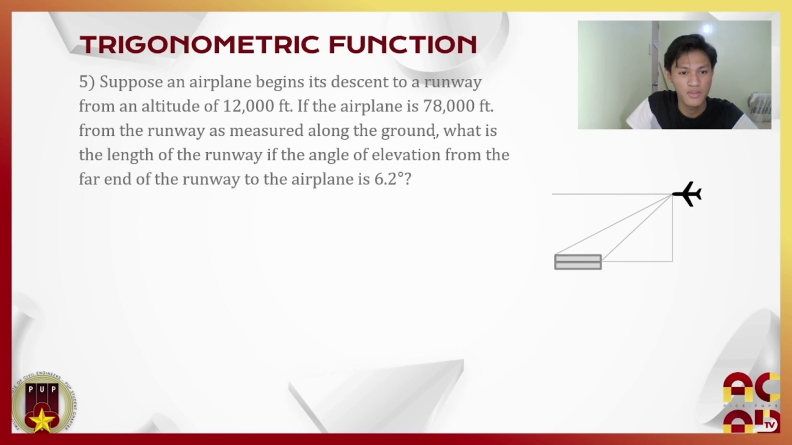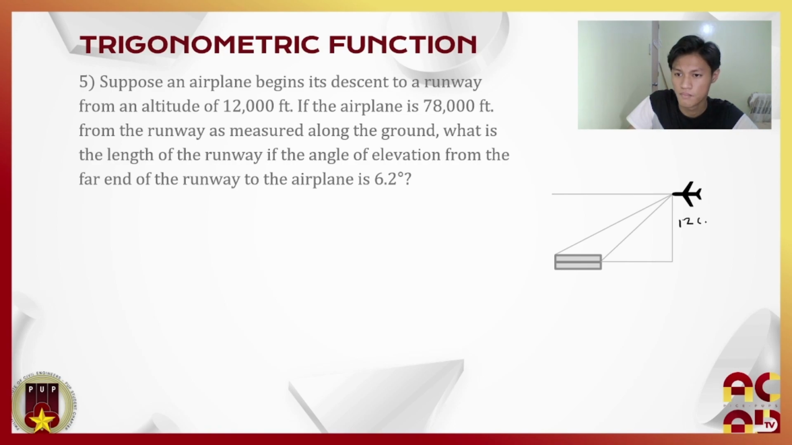So, altitude is 12,000 feet. So, ano nga ba yung altitude? So, ito yung distance from an object to the ground. So, since altitude daw ng airplane ay 12,000 feet, so it is safe to conclude na ang 12,000 feet ay yung height from the airplane to the ground. So, ito yun.